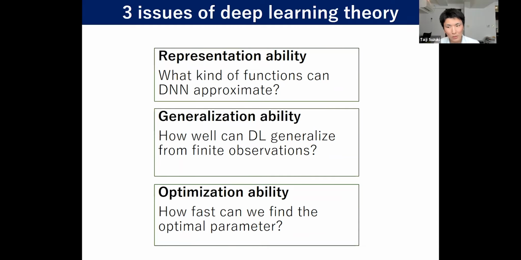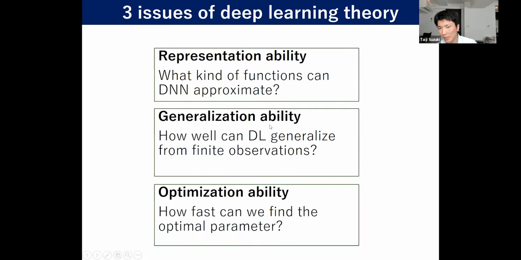Suppose that there is a true input-output relation. We want to realize that by using a deep neural network. So the question is, how accurately can we approximate such an input-output relation by a deep neural network? We need to investigate such a functional approximation ability. That kind of investigation comes here.